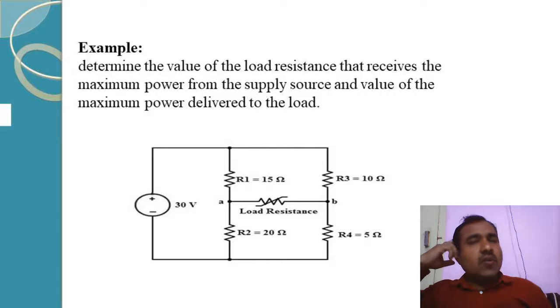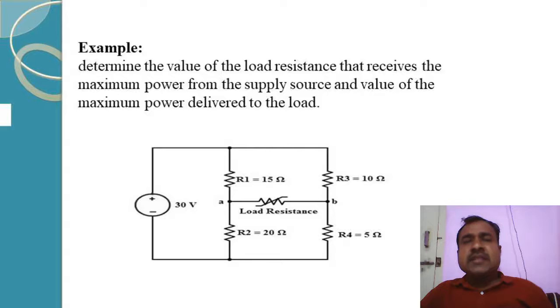So he is asking what the value of load resistance should be so that it receives the maximum power. That is, he is asking what is the value of RL, and also he is asking to find out the value of maximum power delivered to the load. So what is Pmax? We should follow the steps, solve this network, and find out what is RL and what is Pmax.